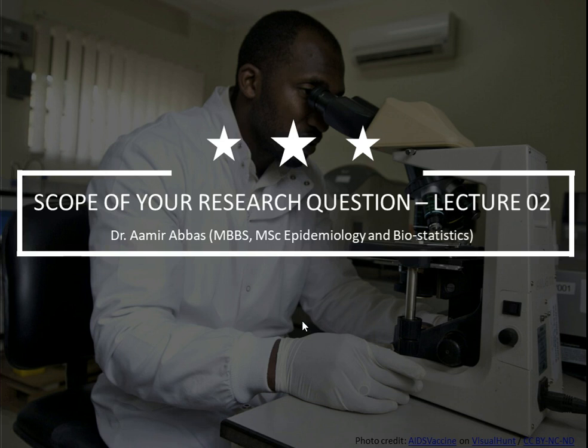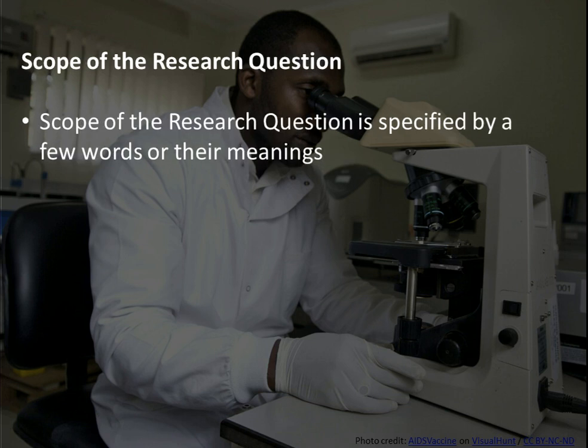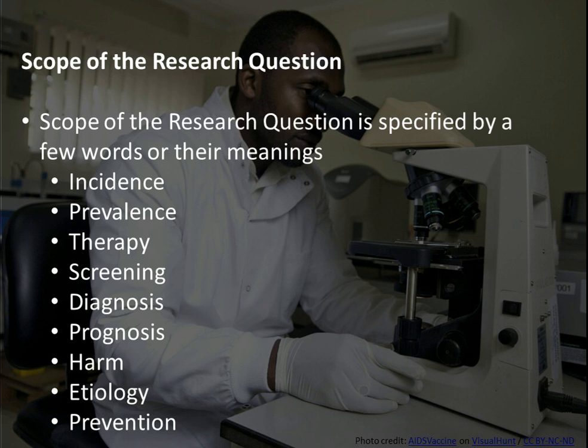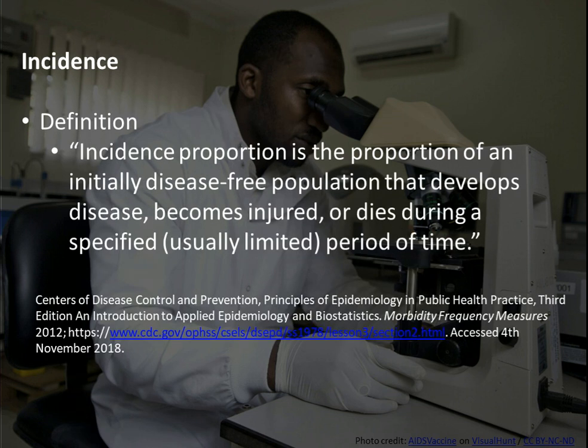And this is the second lecture in the series of lectures in which we are talking about how to formulate a research question. The objective of this presentation is to understand the words used to specify scope of the research question. The scope of the research question is specified by a few words or their meanings, and these include words like incidence, prevalence, therapy, screening, diagnosis, prognosis, harm, etiology, and prevention. These words might be self-explanatory, but their understanding is important because they are critical to specifying methods for executing your study. So we are going to define each one of them.